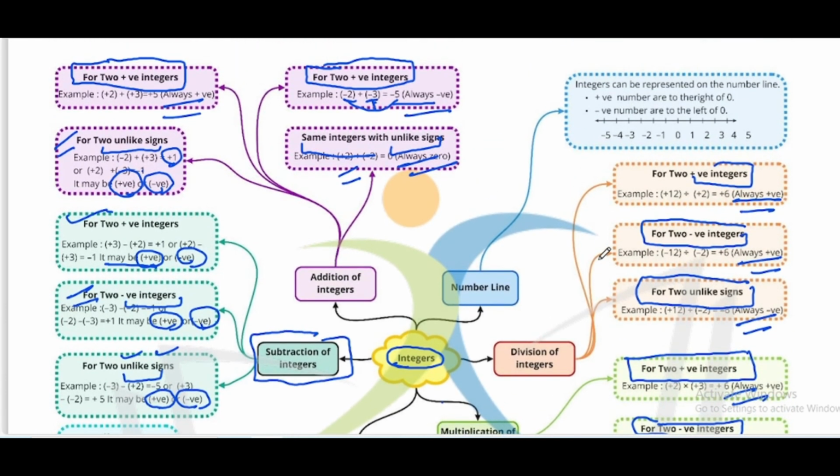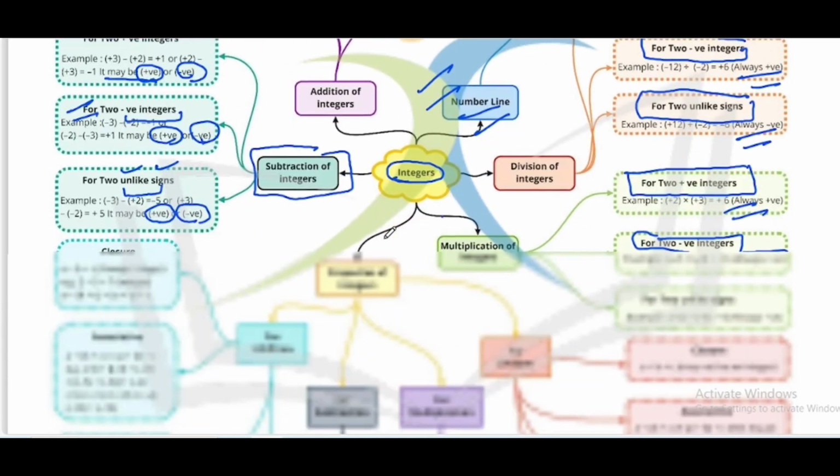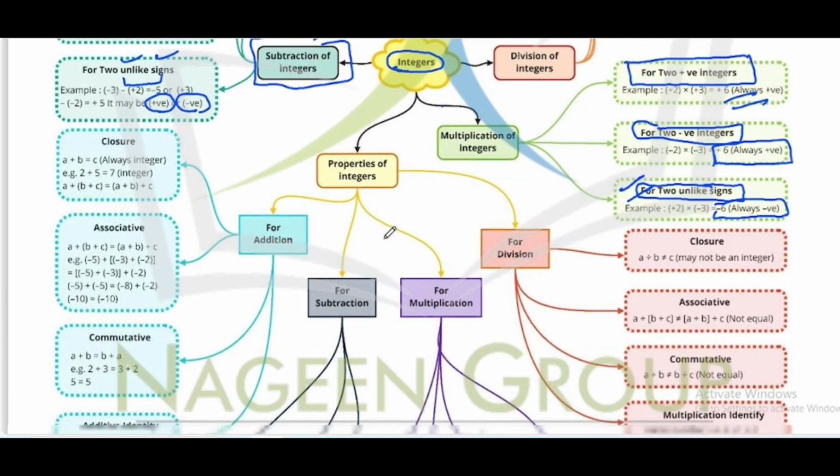In the previous video, we discussed the number line. If we go left of the 0, then it shows negative integers. And if we move right of the 0, it shows positive integers. And the next is properties of integers.